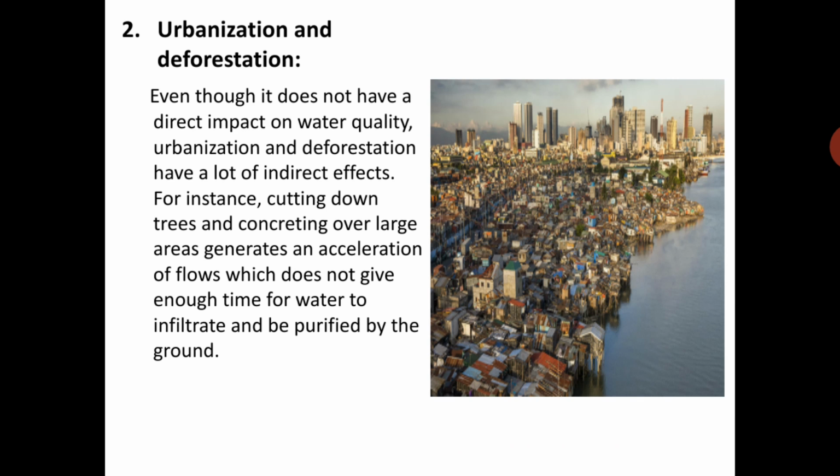So next, urbanization and deforestation. Even though it does not have a direct impact on water quality, urbanization and deforestation have a lot of indirect effects. For instance, cutting down trees and concreting over large areas generate an acceleration of flows which does not give enough time for water to infiltrate and be purified by the ground.